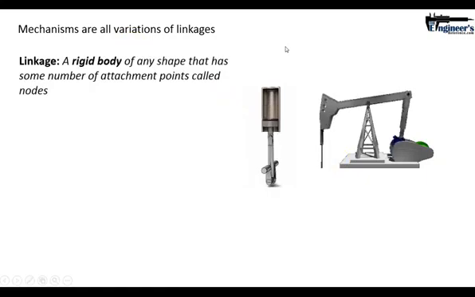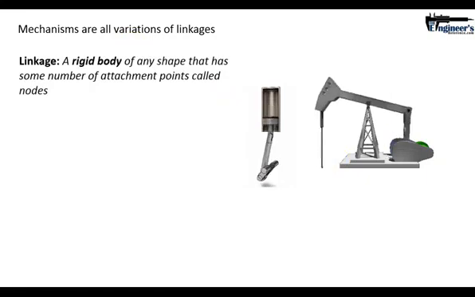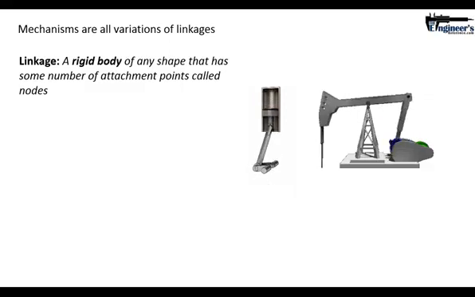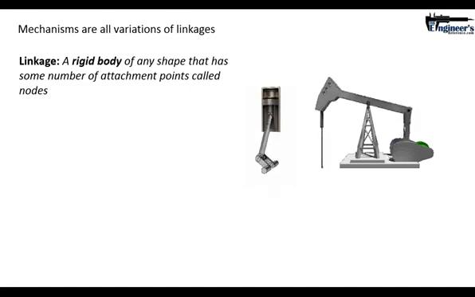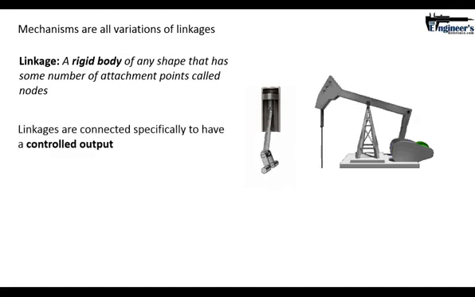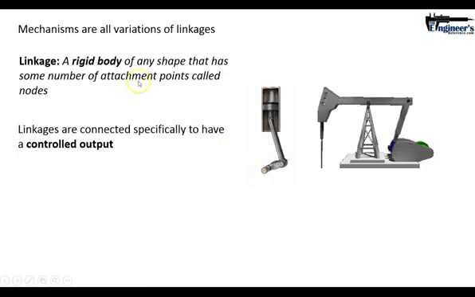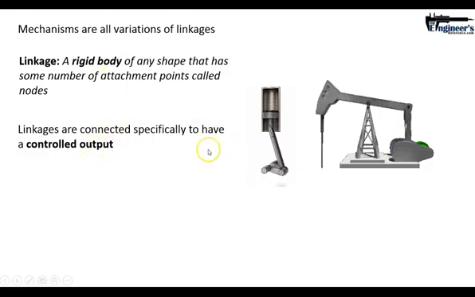Now, if we define what a linkage is: a linkage is just a rigid body, I've got that in bold, of any shape that has a number of attachment points called nodes. That's the engineering definition of a linkage. Linkages are connected specifically to have a controlled output. These are all just rigid bodies being pinned together, held together through nodes to get you a specific output. And the output is controlled.